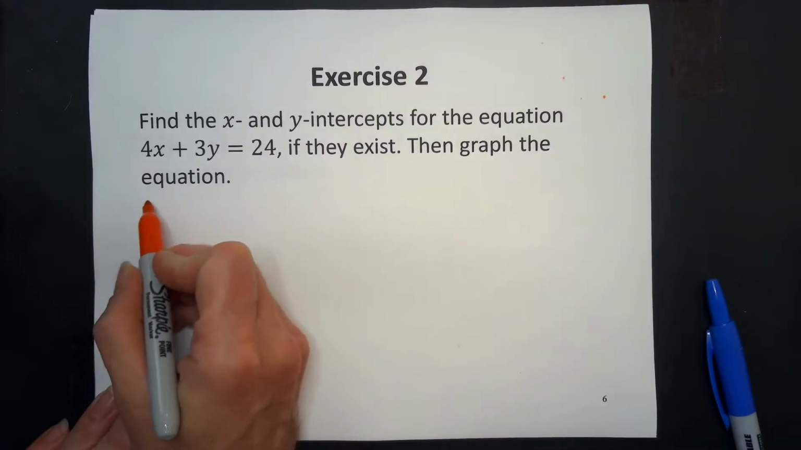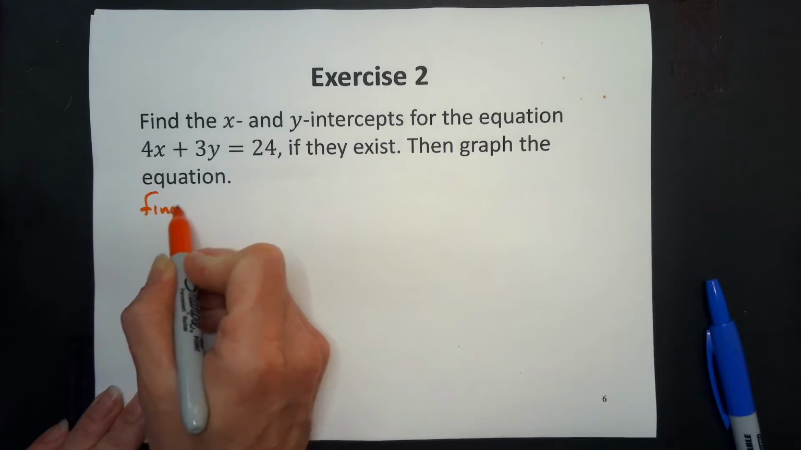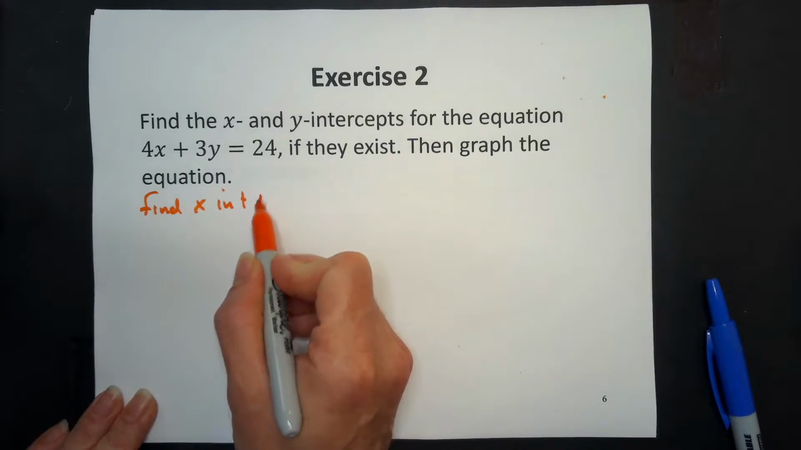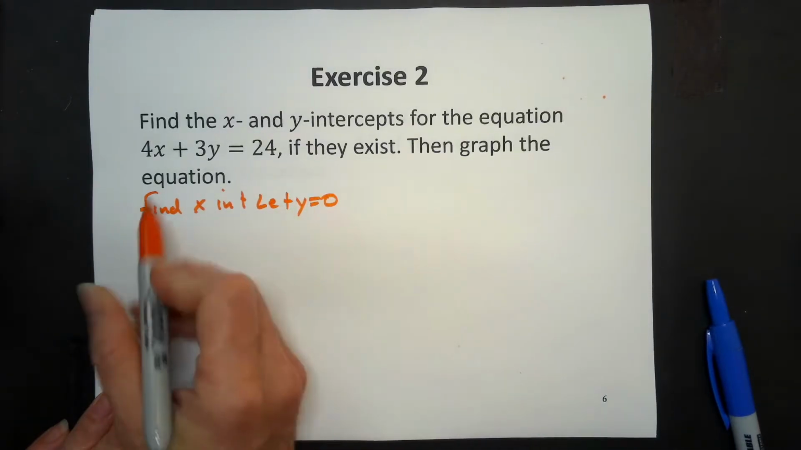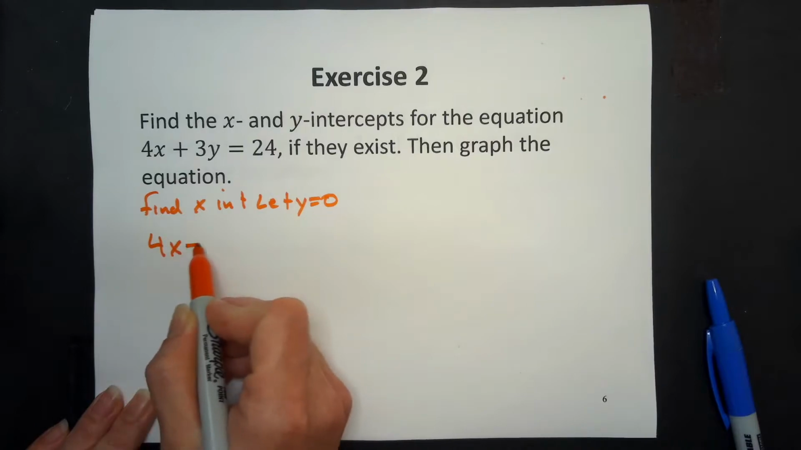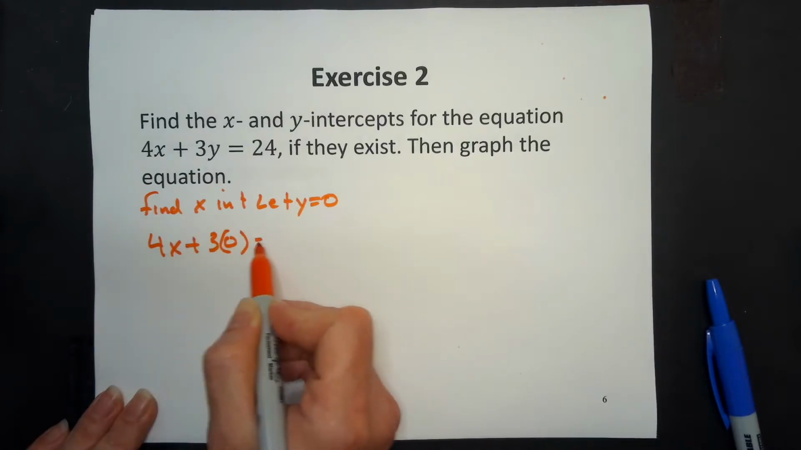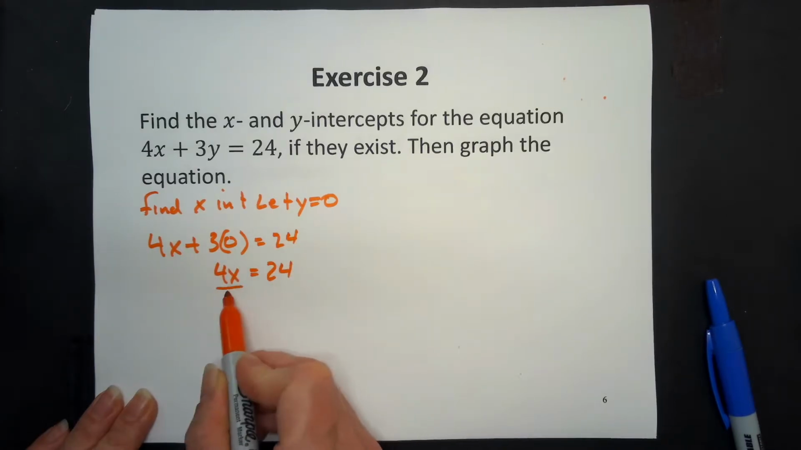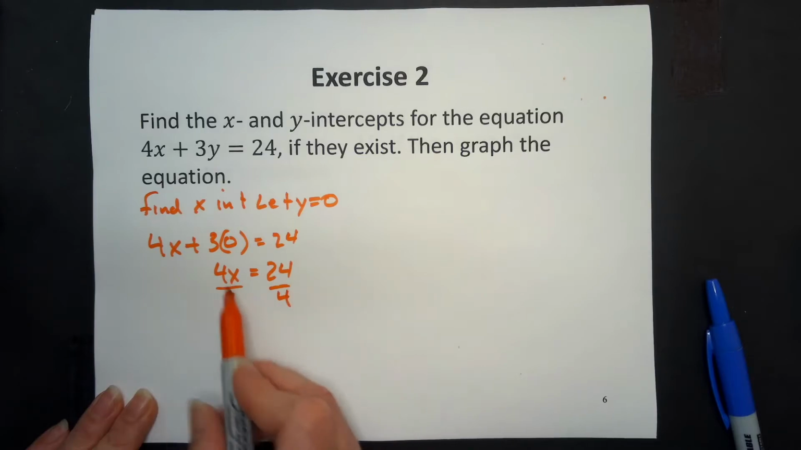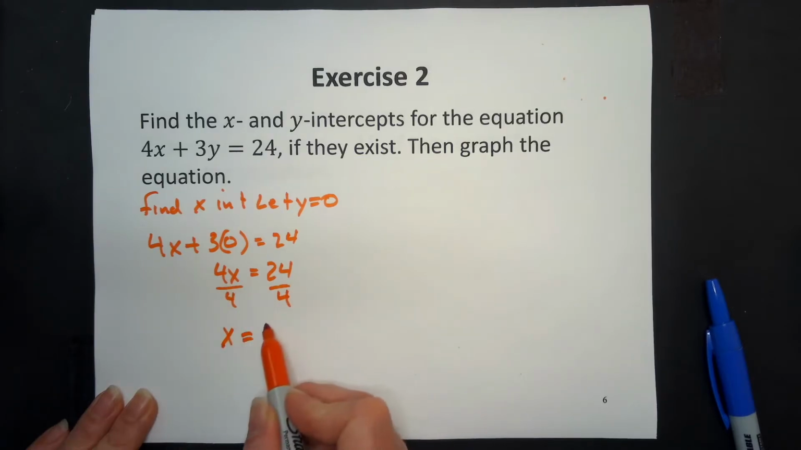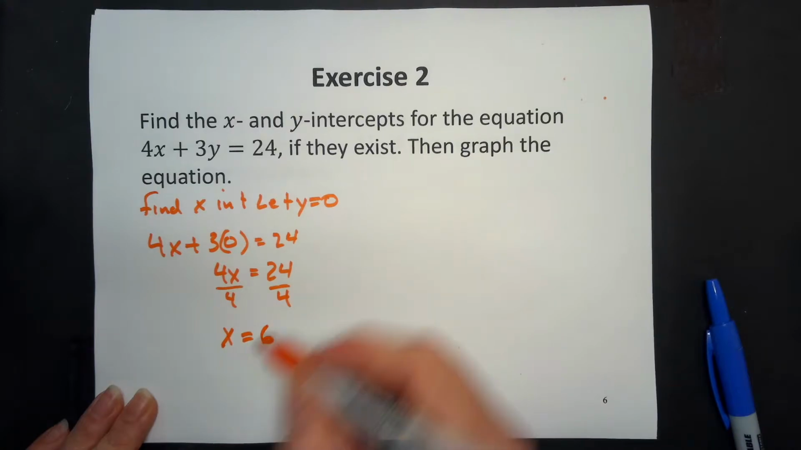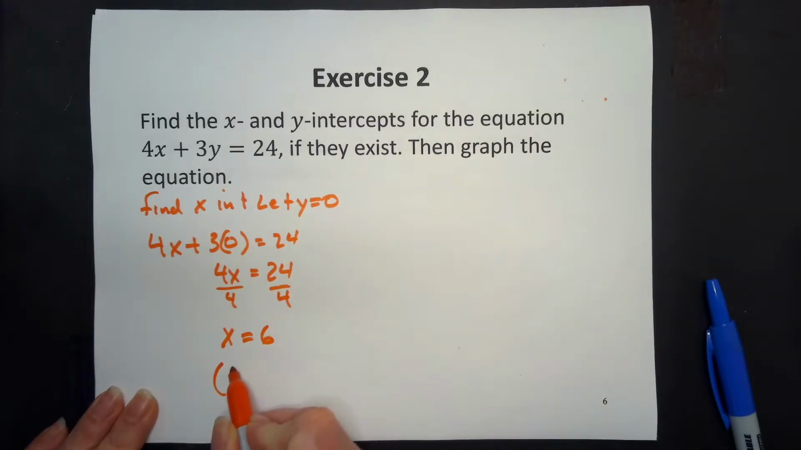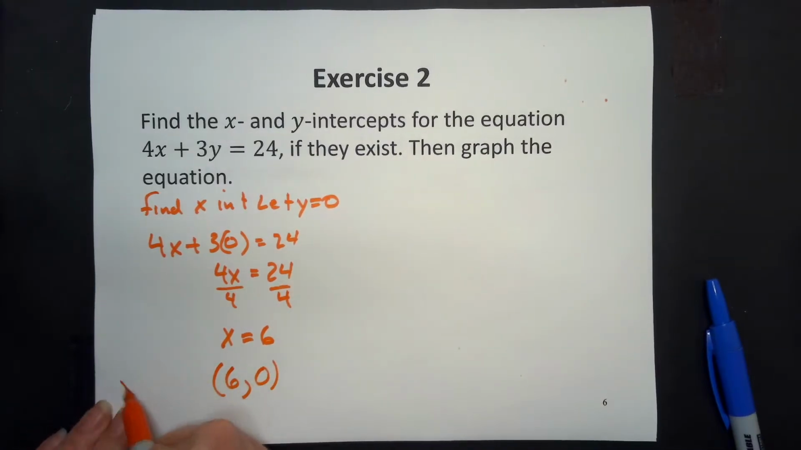So what we can do real quick is find the x-intercept. If I want to be on the x-intercept, then let y equal 0. So I'm going to say 4x plus 3 times 0 equals 24. So 4x equals 24. I divide both sides by 4. x equals, what is that, 6? Remember, this is not the coordinate. This is just the x-coordinate of my coordinate. So I have to rewrite this as (6, 0) as my x-intercept.